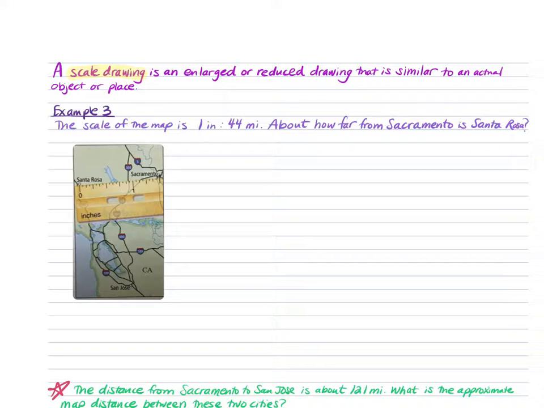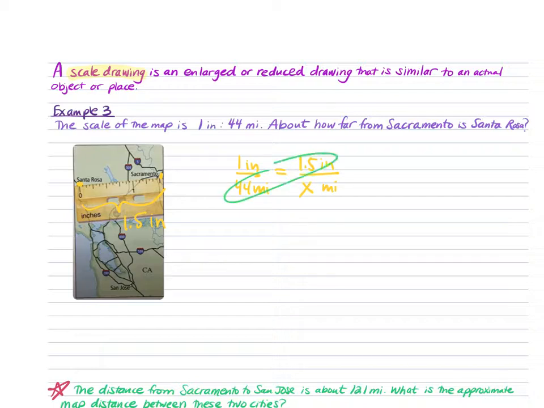So in the scale drawing, we can see here's Sacramento, here's Santa Rosa. Using this ruler, it's 1.5 inches. Okay, so if we know that 1 inch is 44 miles, that's the scale, that proportion is going to be the same as, and the inches are going to go on top, 1.5 inches, and then we don't know in real life how many miles that is, so we're going to find that out. We're going to call that x.